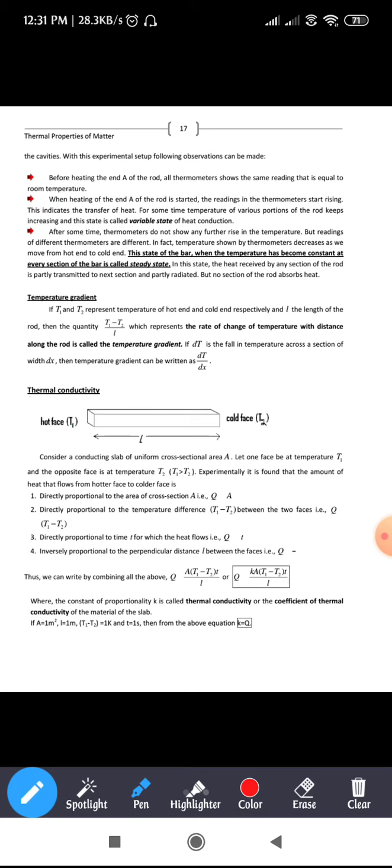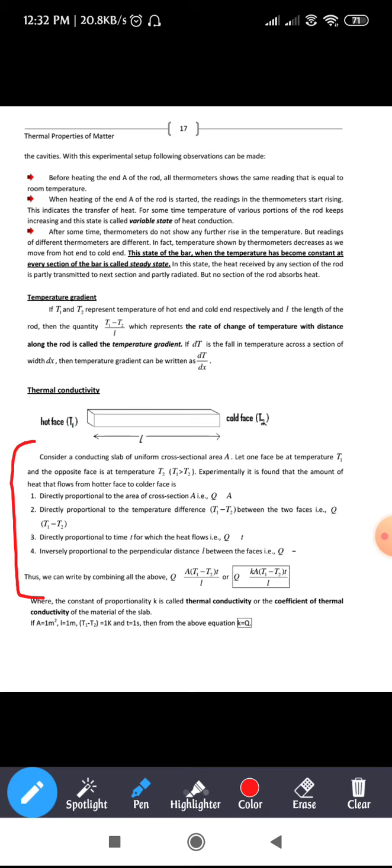Let me explain; I'll just read it out. Consider a conducting slab of uniform cross section A. Let one face be at a temperature T1 and the opposite face at temperature T2, where T1 is greater than T2. Experimentally, it is found that the amount of heat that flows from the hotter face to the colder face is as follows. We have taken a conducting slab; you can take a conducting slab or you can consider a cube. In some textbooks they have considered the cube, one and the same.